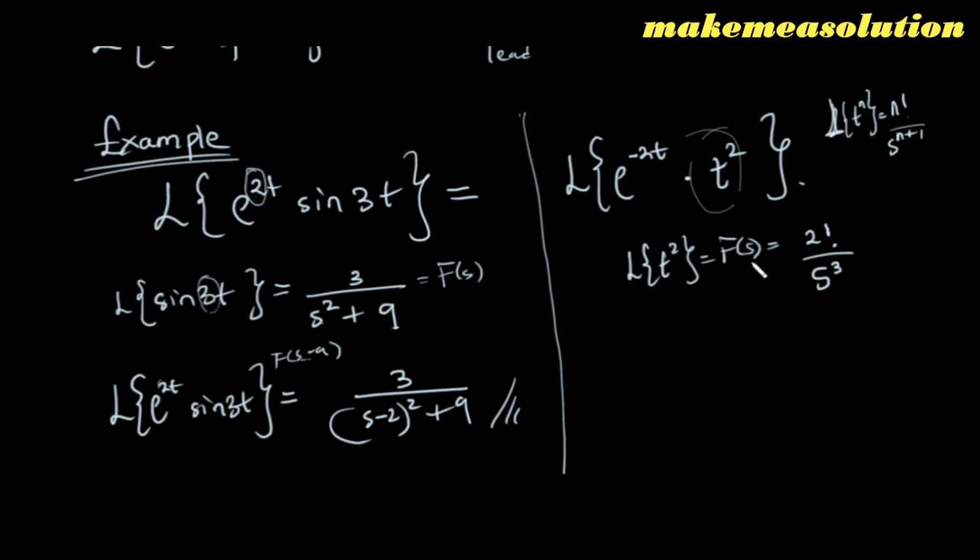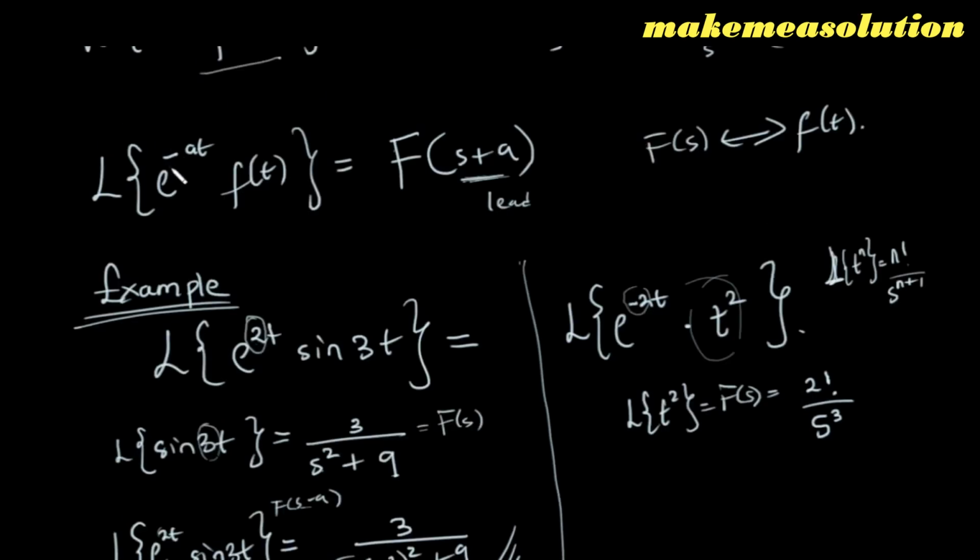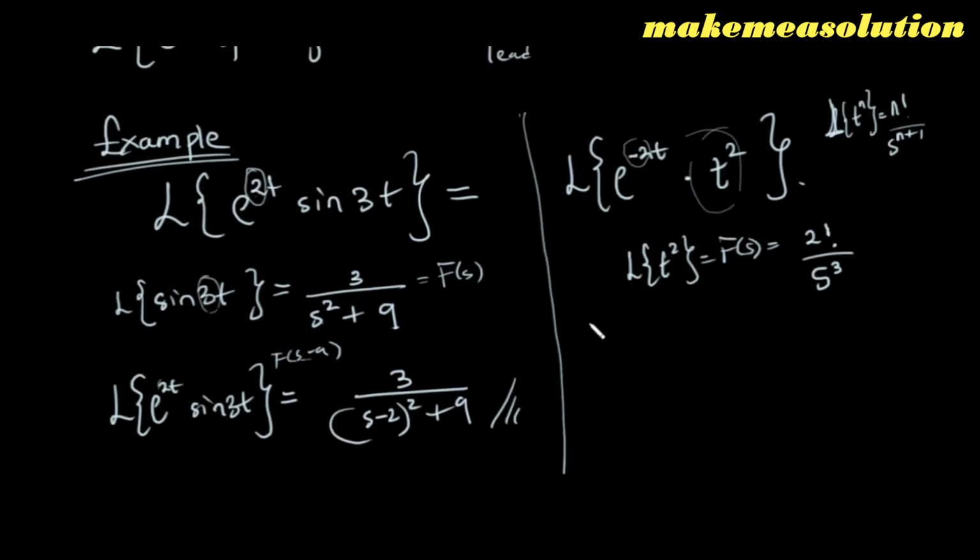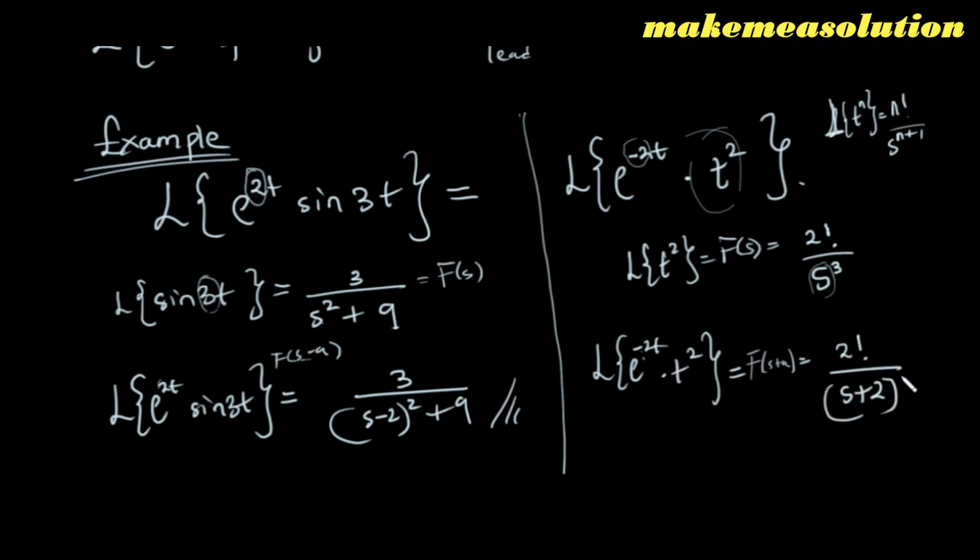Now this is my f of s, so I need to apply the theorem. In this case, the exponent is what? Negative. So I need to use the s plus, that's the lead. So my Laplace transform of exponential minus 2t multiplied by t squared is going to be the lead version of this f of s. So an f of s plus a, which in this case means anywhere I see s, I'll replace it with s plus a. I have 2 factorial over s plus 2, all cubed. So this is the Laplace transform for this one.